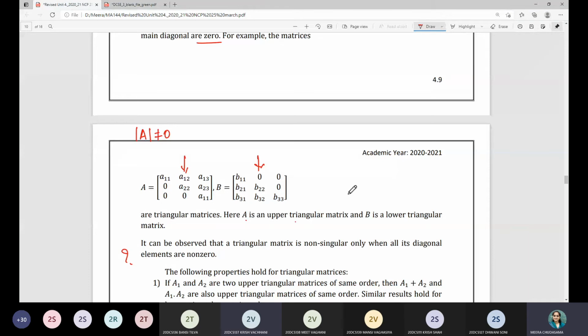Yes, very good. Because if one of the diagonal elements is 0, in that case the determinant will also be 0, because the determinant of a triangular matrix is nothing but the product of the diagonal elements, right? And in that case it will be a singular matrix. So triangular matrix में नॉन सिंगुलर मैट्रिक्स तभी हो सकते हैं जब आपके सारे एंट्रीज जो डायगोनल एंट्रीज हैं, that has to be non-zero, right?